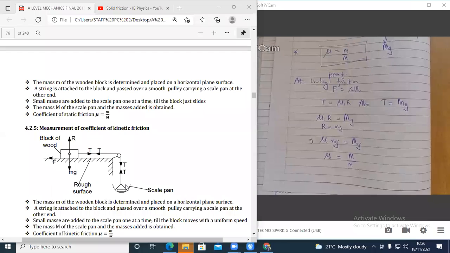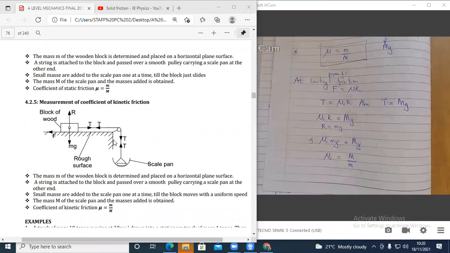So that is how we determine static friction. What about kinetic friction? For kinetic friction, the experiment is the same.